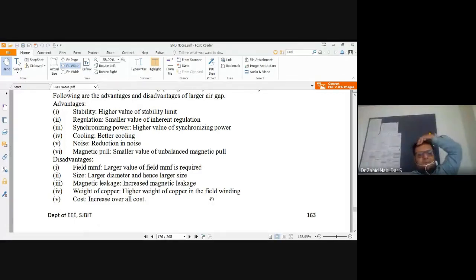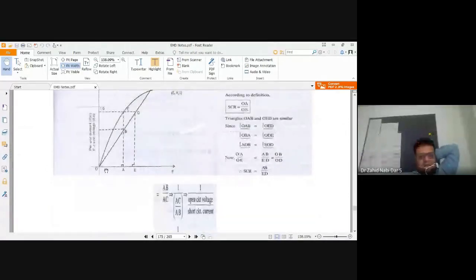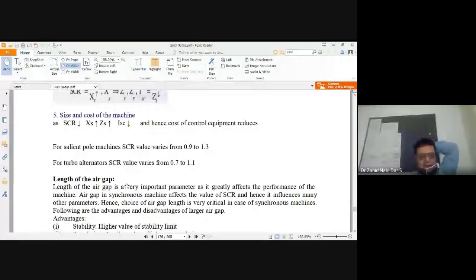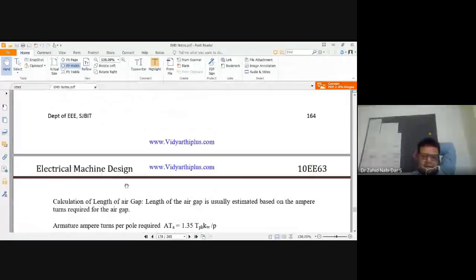The value of field MMF is larger, because if the value of SCR is large, you need a larger amount of field MMF to excite it. If it is small, you don't require a larger amount of field MMF to excite it. So these were certain factors associated with the SCR.